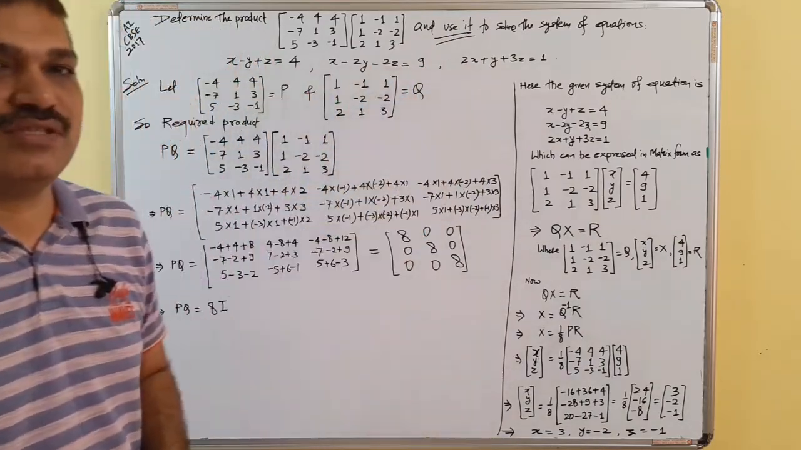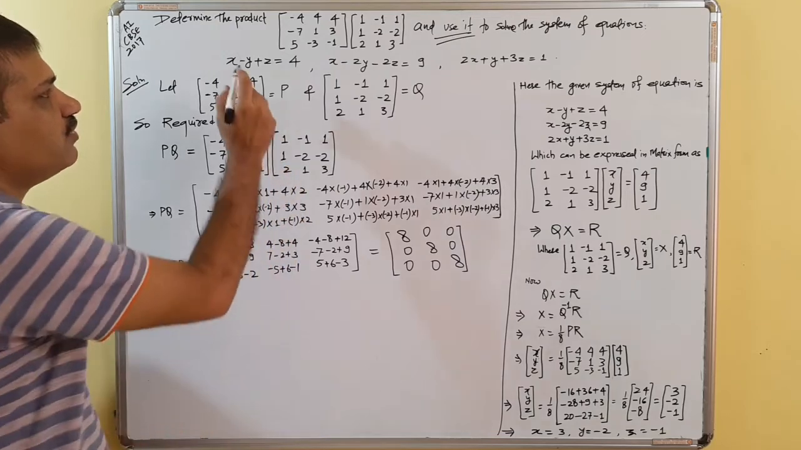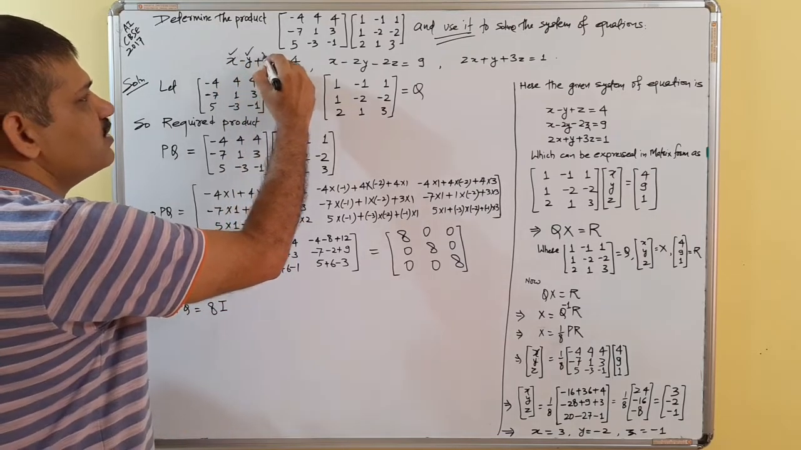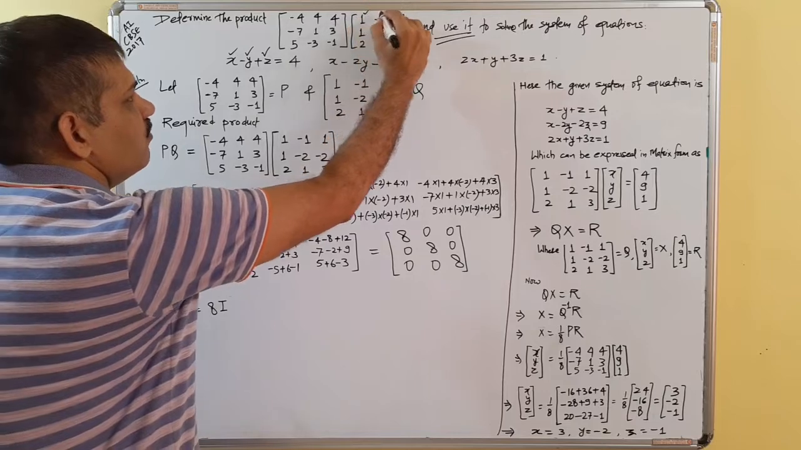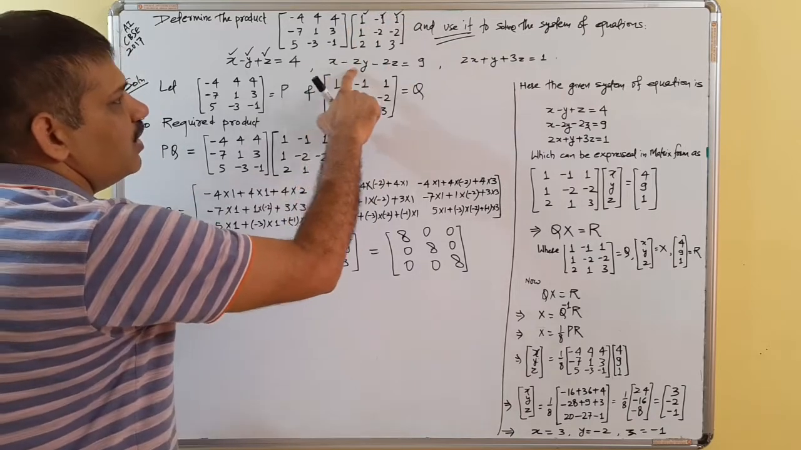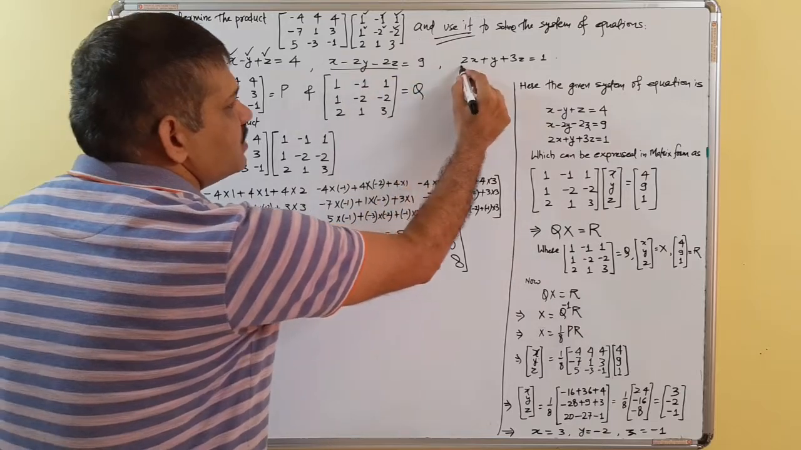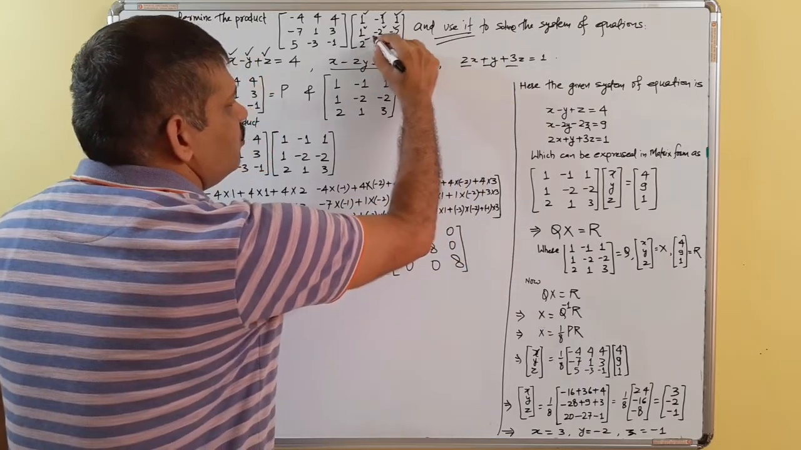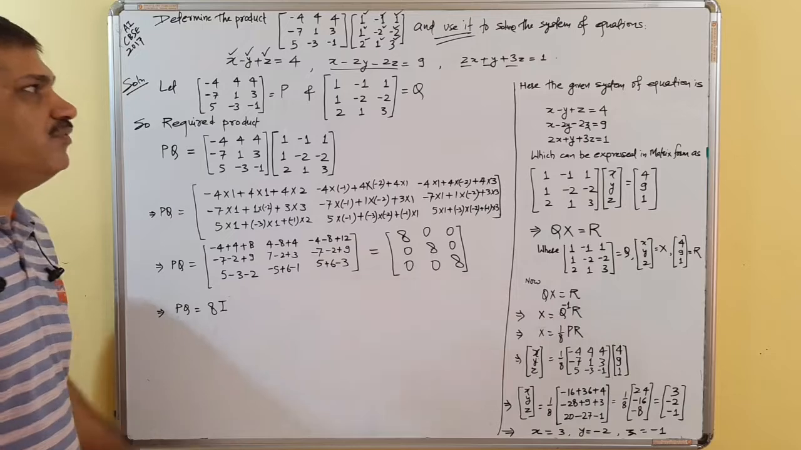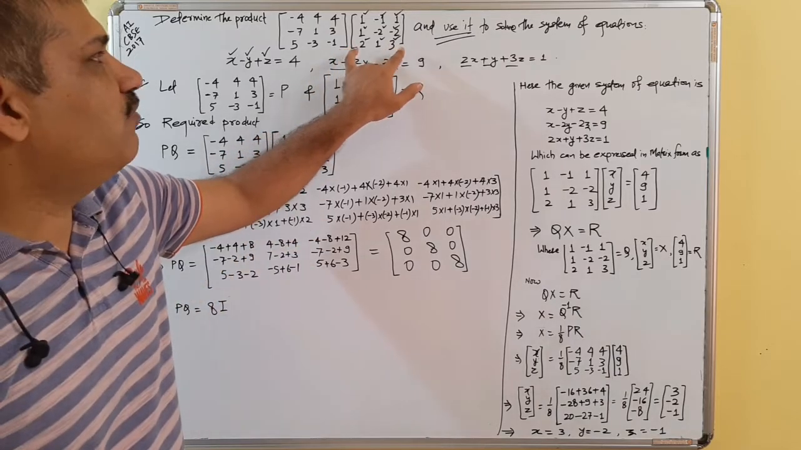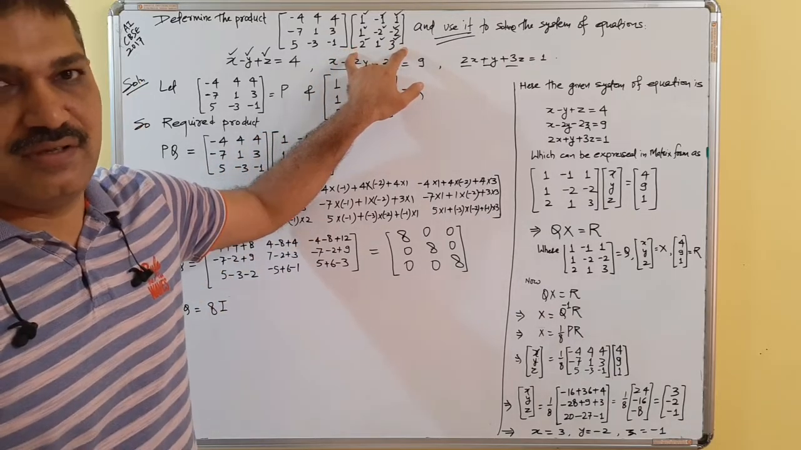These three linear equations are to be solved. So here you can see the coefficients 1 minus 1 1, 1 minus 1 1, 1 minus 2 minus 2, and here the coefficients are 2 1 3. So here we will need the inverse of this matrix.